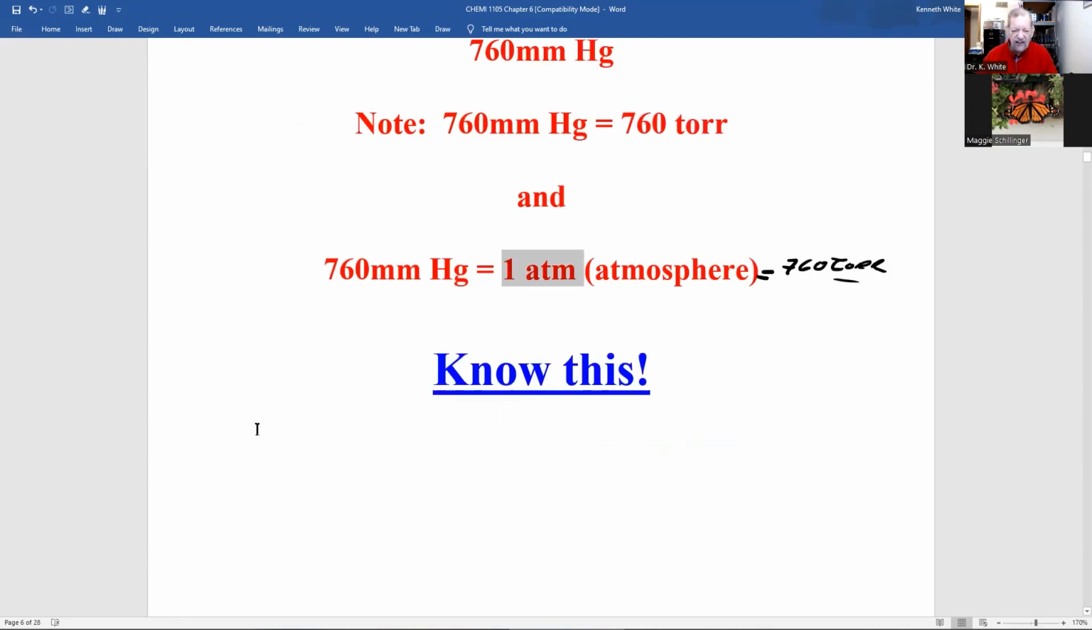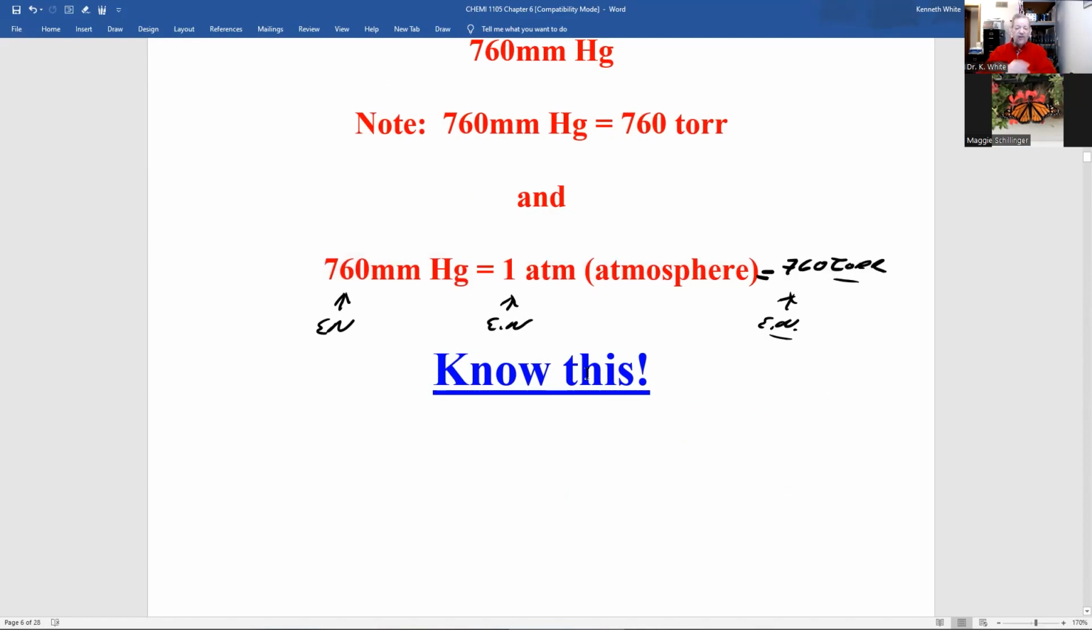And that's the definition. Therefore, each one of these numbers is an exact number, which does not play a role in determining the significant figures in a calculation. Again, 760 mmHg, millimeters of mercury, 1 atm, atmospheres, and 760 torr in this relationship are exact numbers.